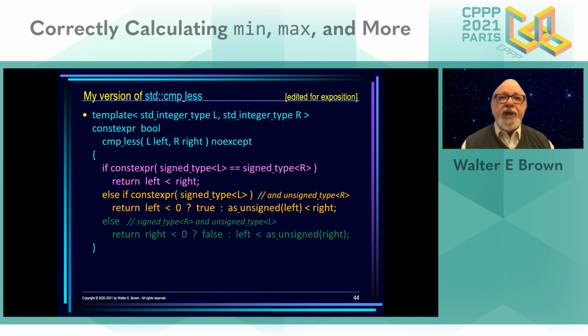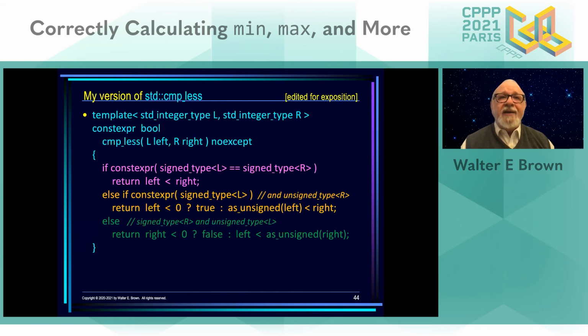The first thing we check is, are they both signed types or both unsigned types? Either both signed type claims are true or both signed type claims are false. In either case, I can just do a plain old comparison of left less than right because the language knows how to do that. But if one is signed and the other is unsigned, we have some work to do.